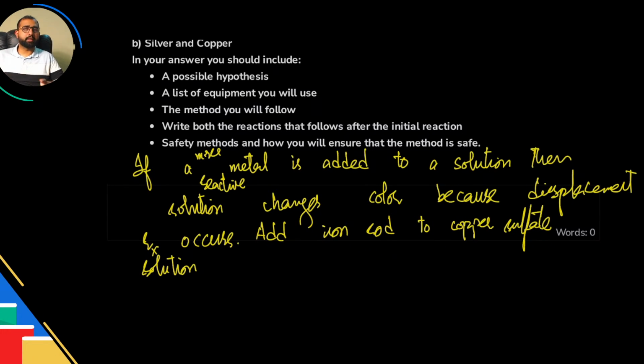silver is less reactive. Then add copper to silver nitrate solution, color change happens, and this shows that copper is more reactive. How do we know the color change? We use a colorimeter, which is a very simple sensor. It sees the color changes in the solution, and it gives you graphs based on the intensity of light that is absorbed or reflected. So you can use that.